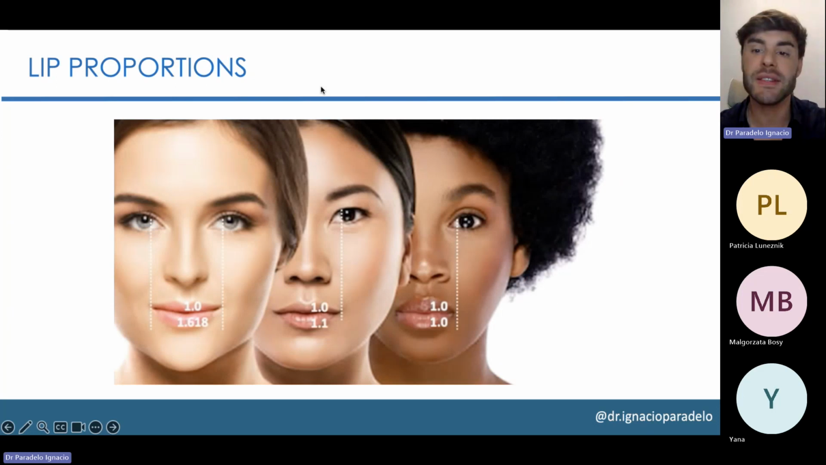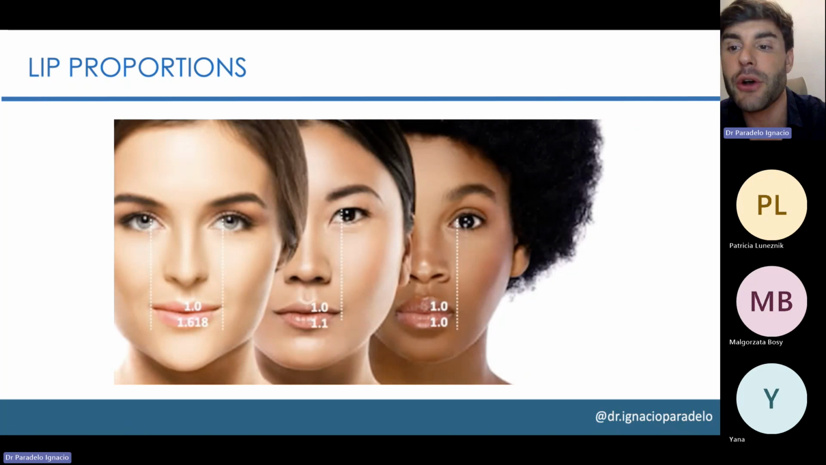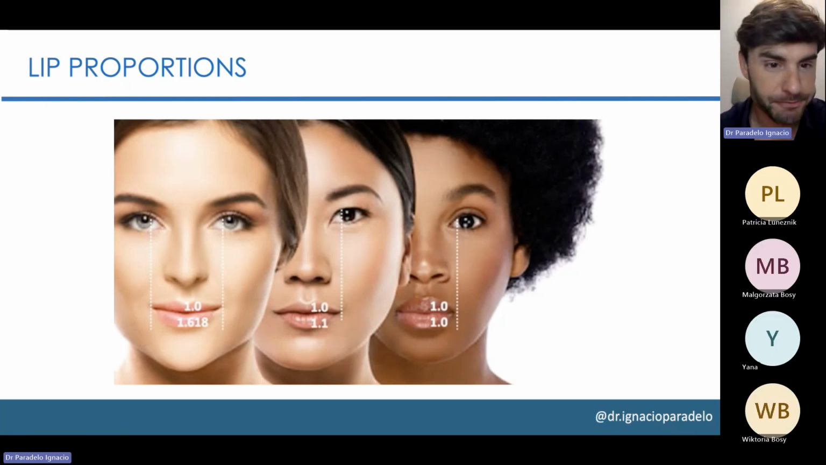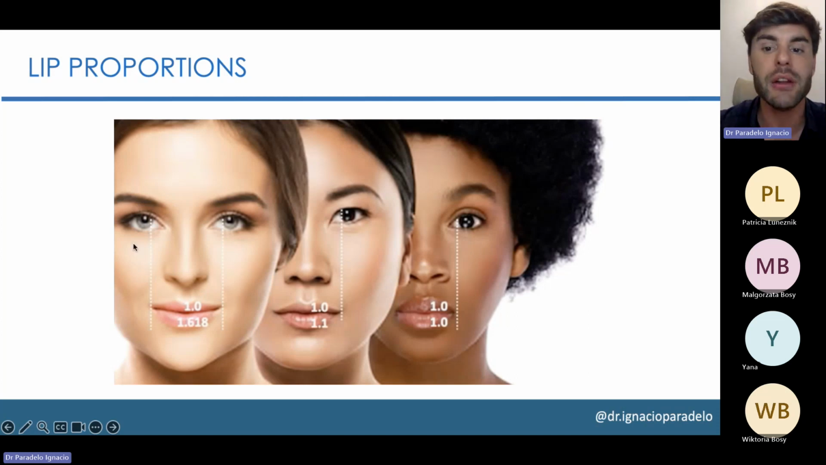When we analyze the proportions, it is very important to take into account the patient in front of us and the differences that we can find according to the different ethnicities, countries, ages, and modes. According to the ideal of beauty, in the case of Caucasian patients, the lower lip should be a little larger than the upper lip, while in Asian or African patients, those proportions tend to be the same for both lips.